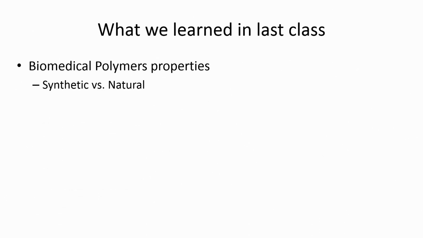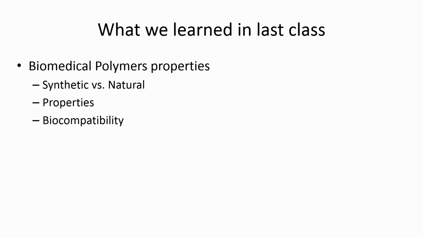In the last class we had talked about biomedical polymers and their properties. We talked about synthetic versus natural. What are synthetics? Synthetics is something that we are making, and natural is something that we derive from some natural form in nature. Then we talked about various types of properties: what are the desirable properties of biomedical polymers, their mechanical, their chemical, their degradation, all those things we discussed here.